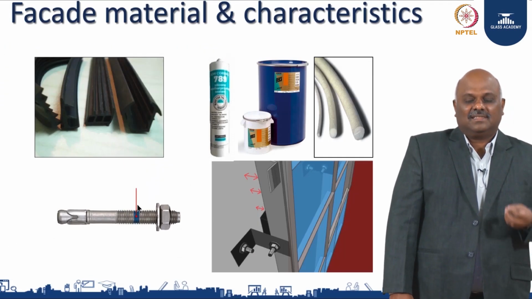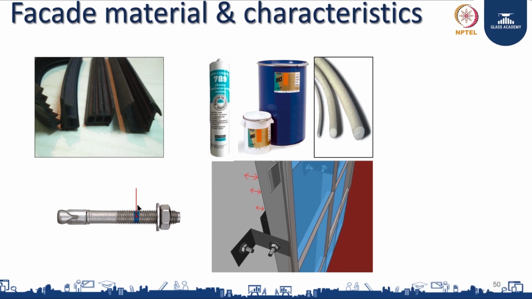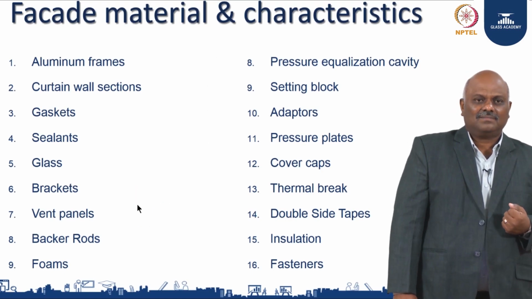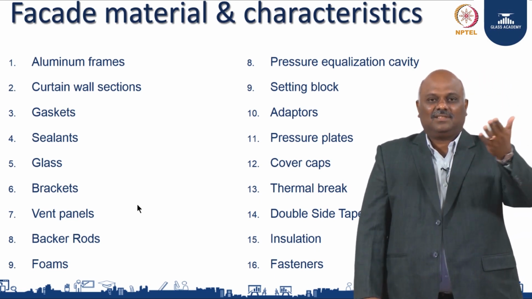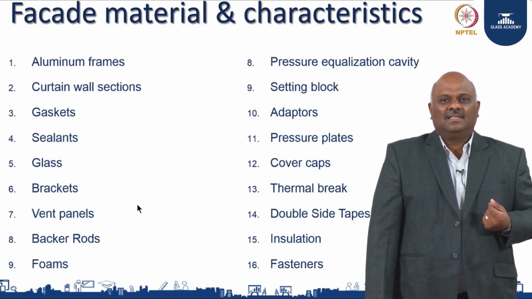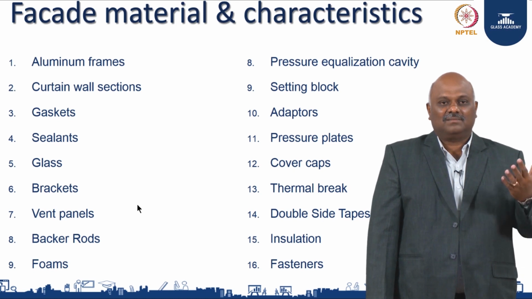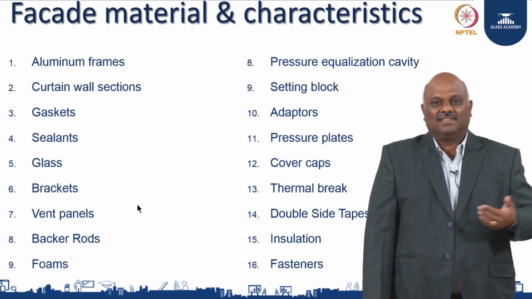Now we will go in depth to understand each and every single material, what they do, how they help. As we have already seen, but we will go down in depth to see them. Those are all things we put together. See, to make one system, one curtain wall, how many things are there, sixteen of them? These are the factors you look into when you are starting to design: aluminium frames, curtain wall section, gasket, seal and glass, brackets, vent panel, backer rod, foam, fasteners, insulation. So there is a checklist you keep doing.